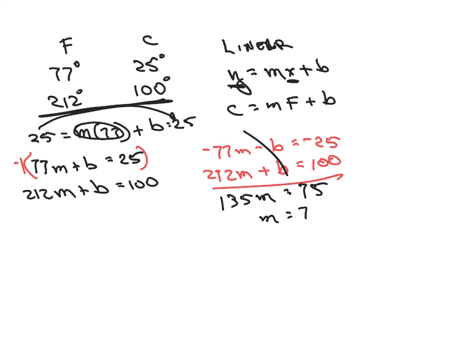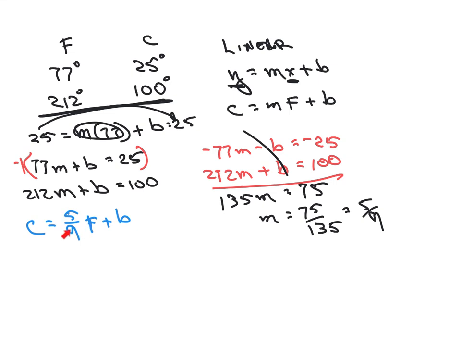M equals 75 over 135, which equals 5/9. So I have found that my M is 5/9, and that's what I want. I wanted to find something. So let's put this down here on the bottom. C equals 5/9 F plus B. All right, so now my job is to find out what B is. Once I find B, I'm done because C and F I'm supposed to have in here.